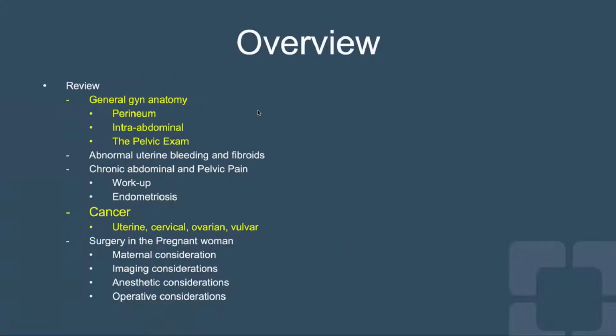So just as a little overview, again, general gyne anatomy, the perineum, the intra-abdominal anatomy, and also talking about the pelvic exam, abnormal uterine bleeding and fibroids, chronic abdominal and pelvic pain, the workup, and then we'll talk about endometriosis, which is a major contributor to this pathology. We're going to talk about cancers: uterine, cervical, ovarian, and vulvar cancers, and then surgery in the pregnant woman, especially the maternal changes in pregnancy, imaging considerations, what the anesthesiologist should consider, as well as what operative considerations you may have with the pregnant woman.